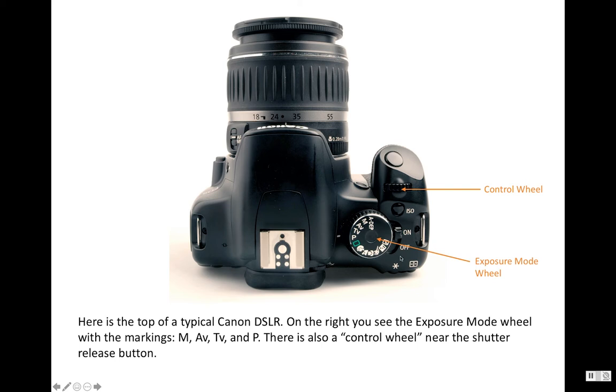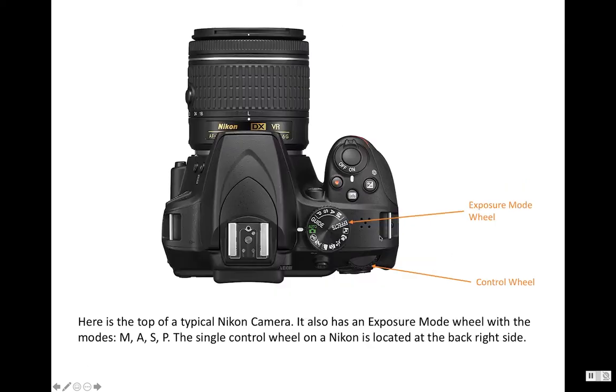It also has an exposure mode wheel. This is the wheel that we will turn to switch our exposure mode from M, which is for manual, AV is aperture priority, TV is shutter priority, P is program. We're going to mostly work in manual. So that's our exposure control wheel. Obviously there's a power switch as well, and in this case there's also a button that we can directly access our ISO. But the main things we want to know about right here, control wheel and exposure mode wheel.